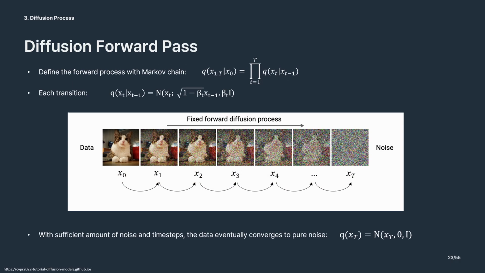Now, let's take a closer look at the forward diffusion process. The goal here is to gradually corrupt the original data by adding a small amount of noise at each step, until it eventually becomes pure noise. We model this as a Markov chain, where each noisy image x_t only depends on the previous one, x_{t-1}. With enough noise and enough steps, this process transforms the data into a standard Gaussian distribution, denoted as q(x_T) equals the normal Gaussian distribution.